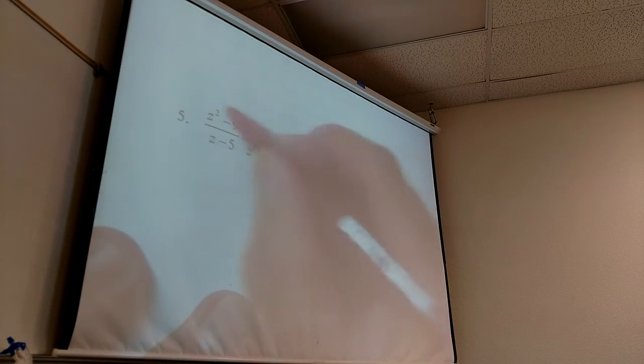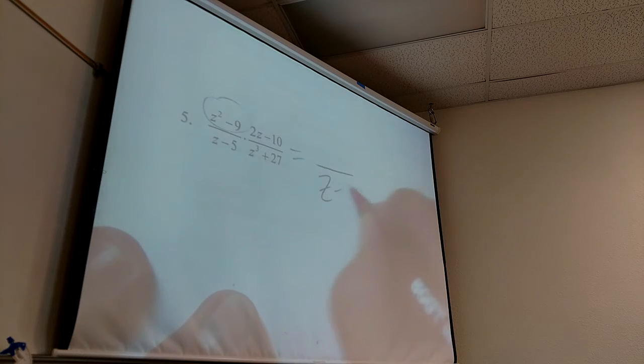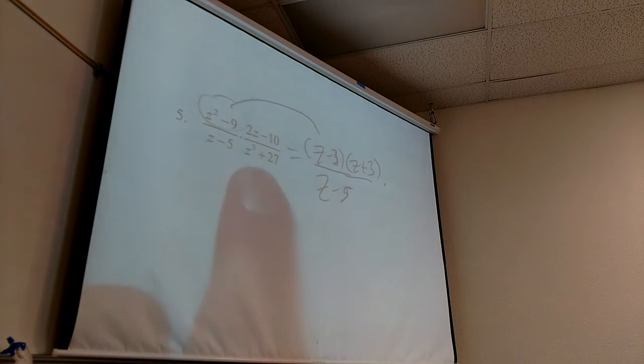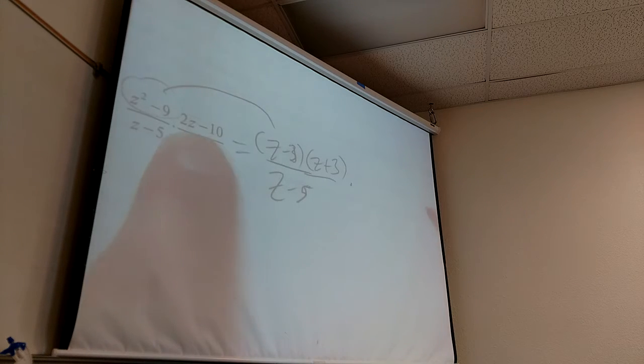So how do I factor this piece? So z minus 5 I can't do anything with. z minus 3, z plus 3, z minus 3. I'm having a lot of trouble today writing. What about this guy here? How do I factor this guy?